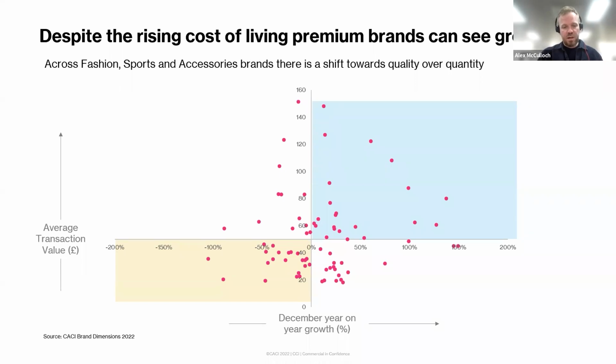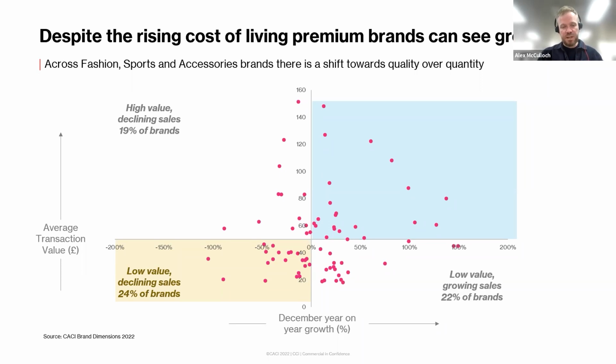Now, along the horizontal axis, we're looking at sales growth in December 22 versus the previous December. So anything to the right is a growing brand. Anything to the left is showing year-on-year decline. So if you're top left, your high value purchase with declining performance, just under one in five brands. Bottom left, your low value purchase with declining sales, so not a great place to be, and almost one in four brands. Bottom right is lower value but successful, the growing sales, so a little over one in five brands.